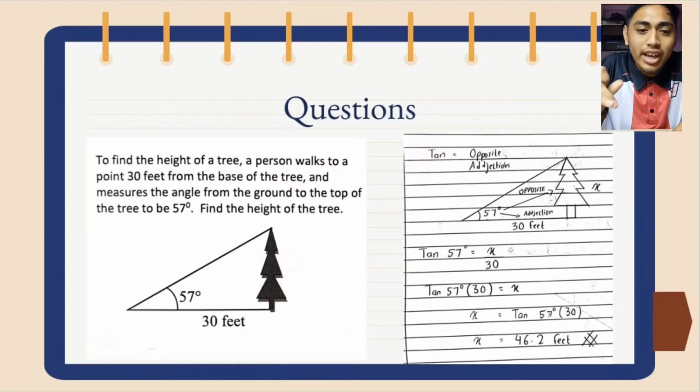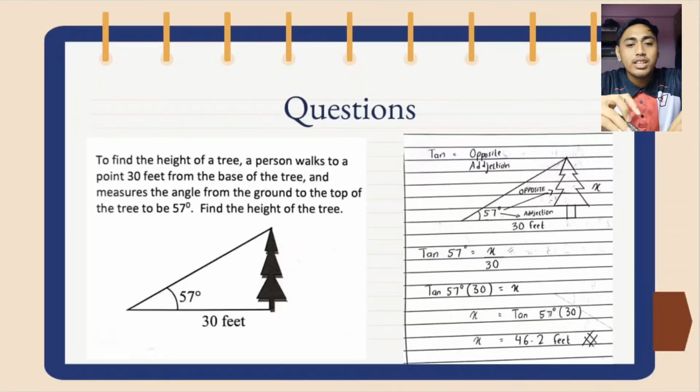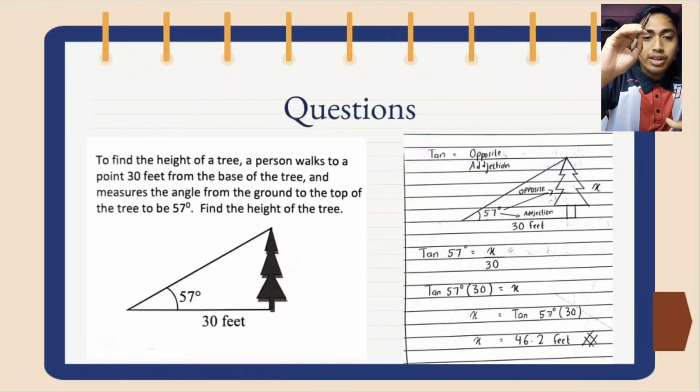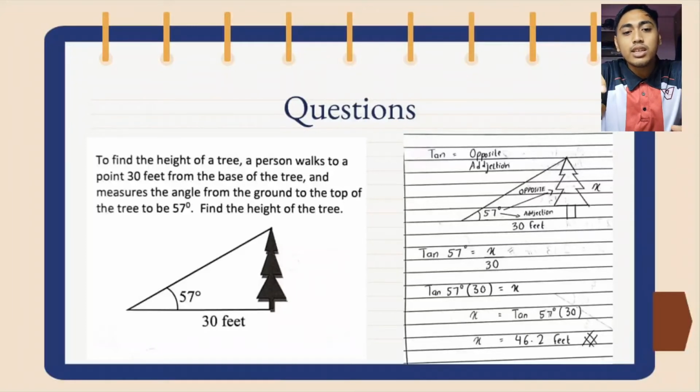First question is to find the height of a tree. A person walked to a point 30 feet from the base of the tree and measured the angle from the ground to the top of the tree to be 57 degrees. Find the height of the tree. So I will make the height of the tree x. They already gave you 57 degrees and we need to find x. x is located opposite the 57 degrees, and 30 feet is adjacent to the 57 degrees.